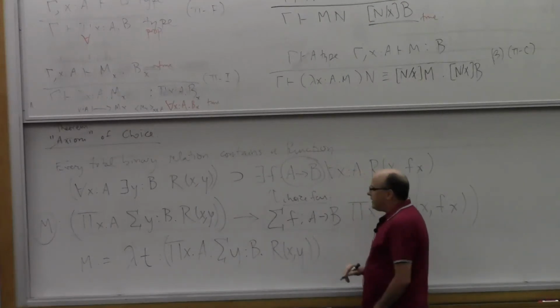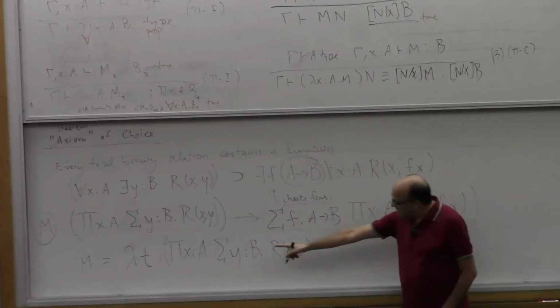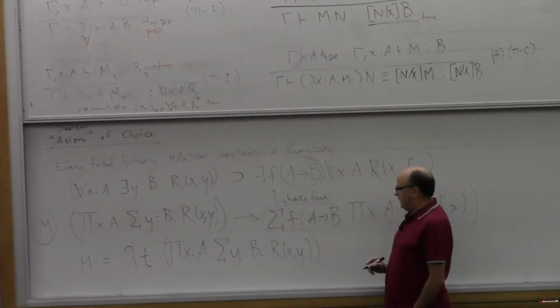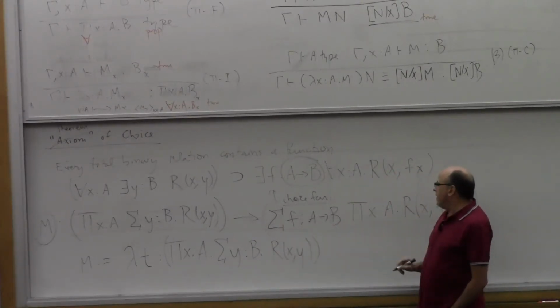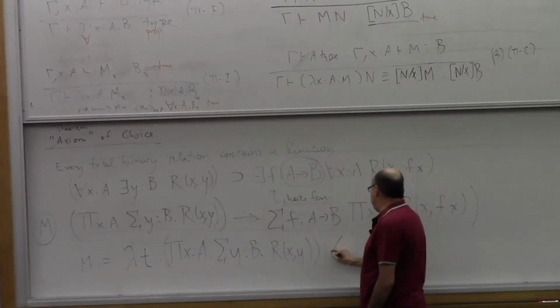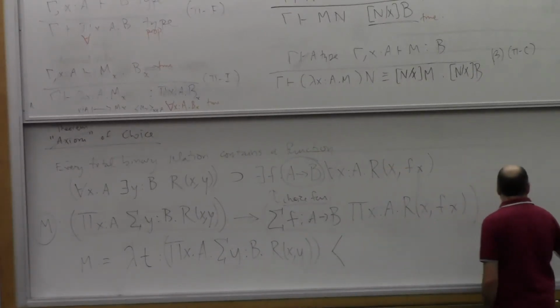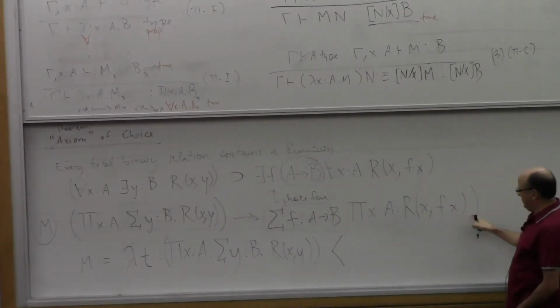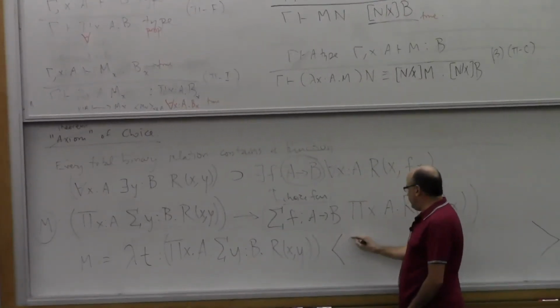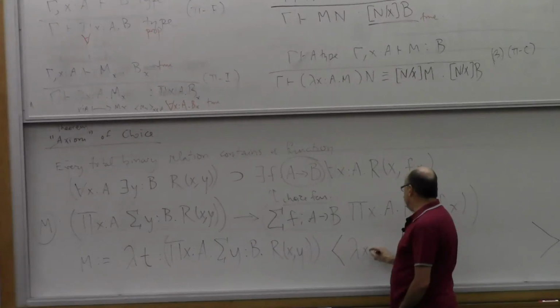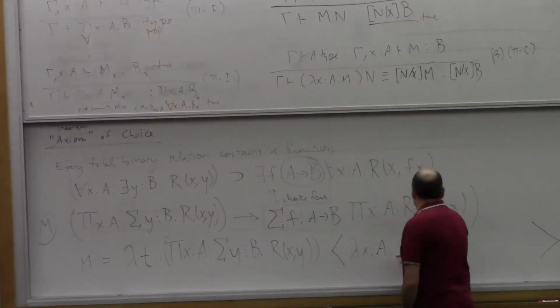I'm going to write down a function lambda that takes in a proof of the totality. And I want to get out of this thing a function. So I'm going to write down here a pair consisting of a function and a proof that works like that. I need to write down a function here of type A arrow B. So this will be written lambda x in A, something.